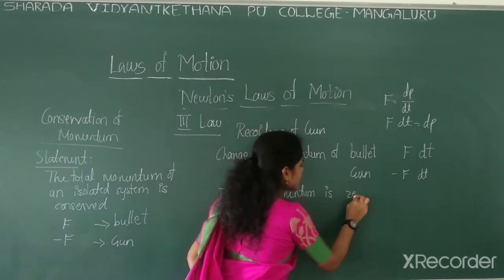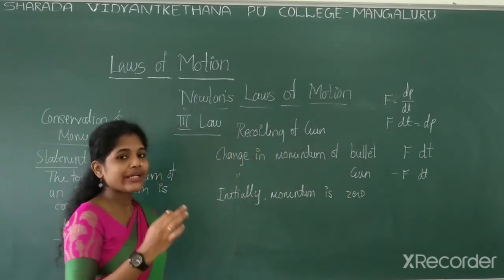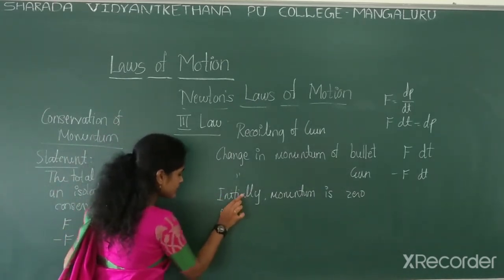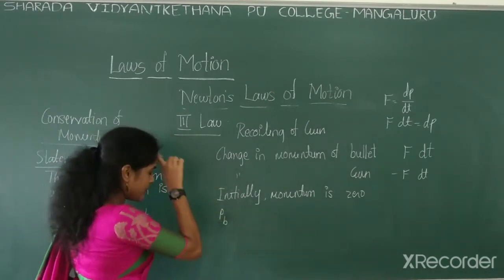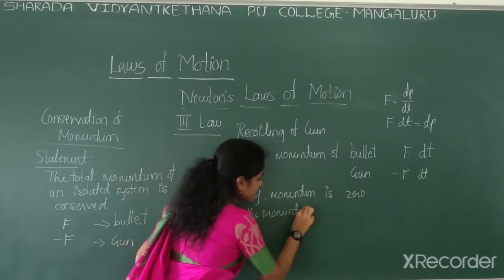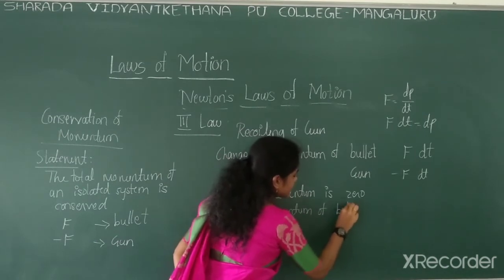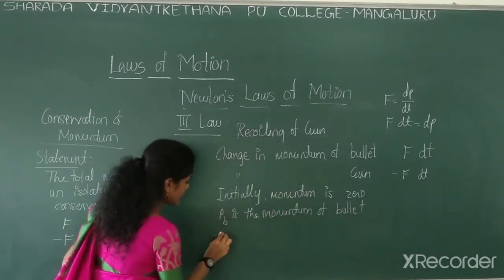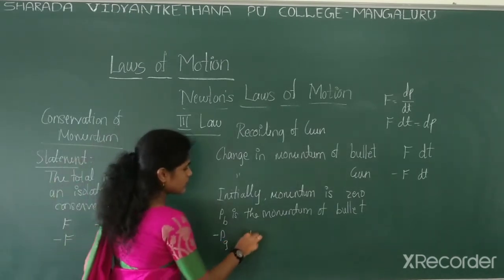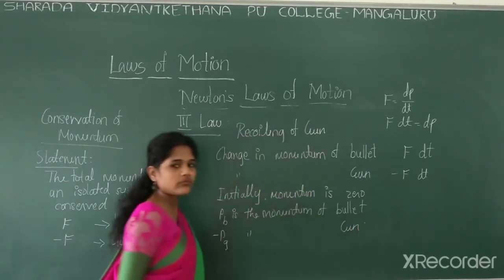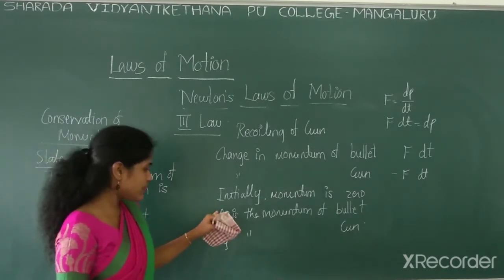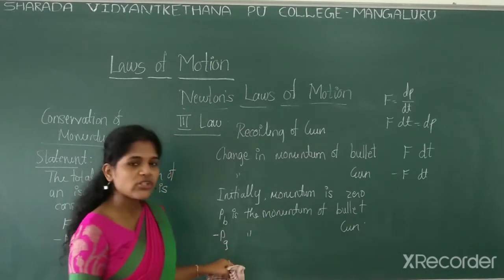Initially, momentum is 0. So when the gun recoils, let Pb, b for bullet, be the momentum of the bullet, and we'll take minus Pg, g for gun, as the momentum of the gun. Why are we taking a negative sign? Because we know that the direction is opposite.